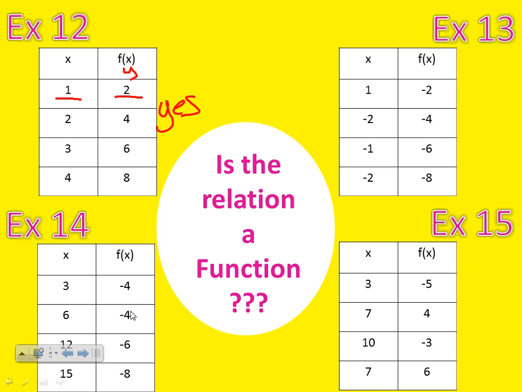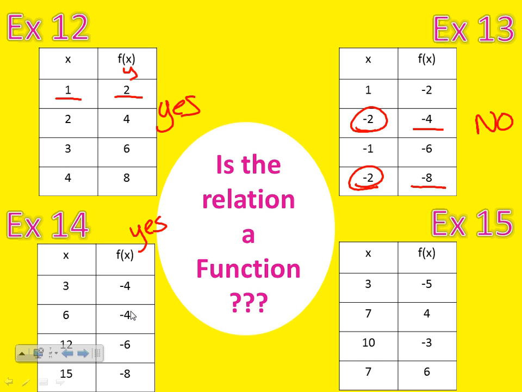How about example 13? Nope, why? You can't plug in -2 and get 4, and then plug in -2 and get -8. That is not possible. Okay? Example 14. That one okay? But the -4's repeat. That's okay. Y's can repeat. That's fine. Okay? That one's a yes.